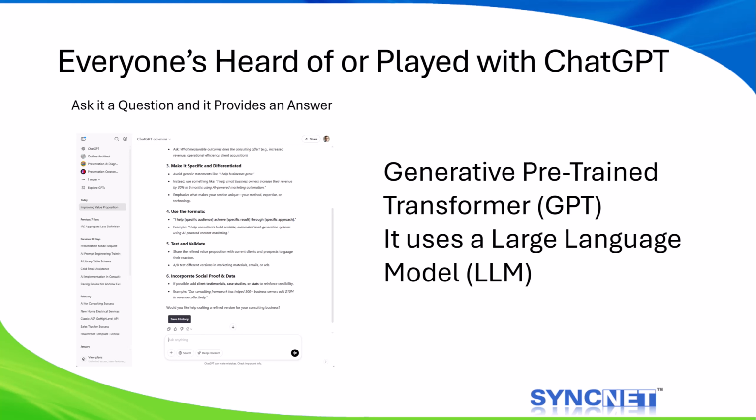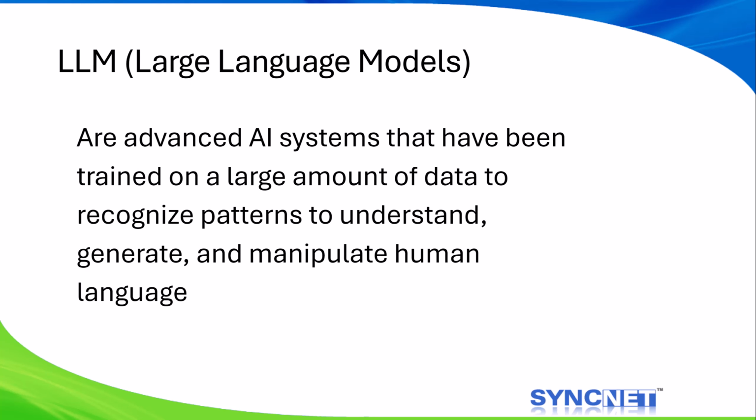So let's dive in and talk about LLMs for a minute. LLMs, or large language models, are advanced AI systems that have been trained on a large amount of data to recognize patterns, to understand, generate, and manipulate human language. A large language model is an incredibly well-read digital assistant. Imagine if you could read every book, newspaper, and website in the world.